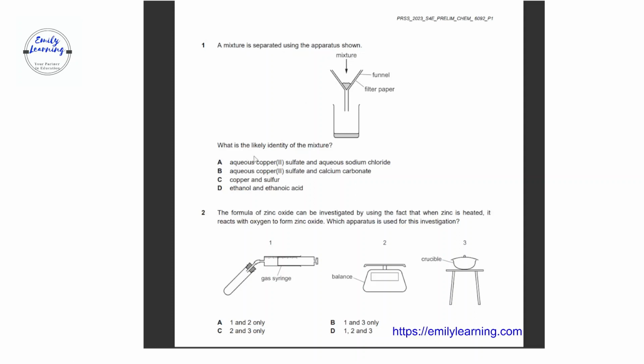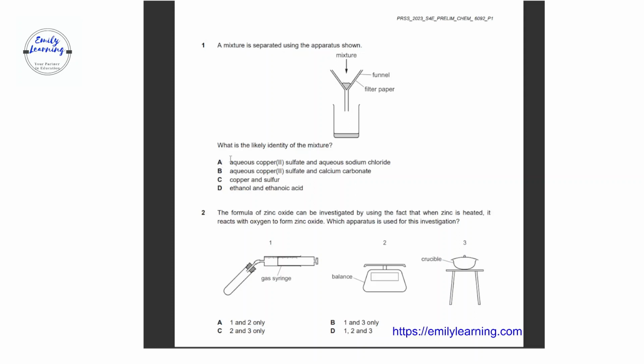So what is the likely identity of this mixture? If you take a look at this, we know that it is a filtration setup. And from here, we know that we are going to put the mixture through and the filtration will occur. So filtration separates a solid from a liquid. In other words, the mixture that we are looking at is a solid and a liquid.